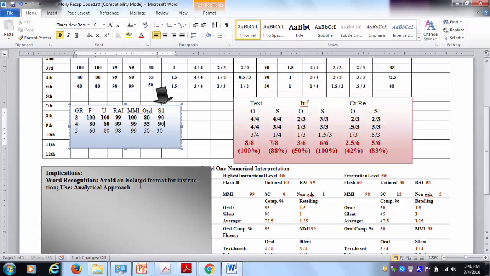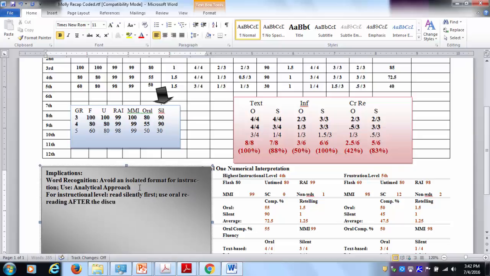All right, so our next implication is for instruction, and keep in mind we're talking about the instructional level. Read silently first. Use oral rereading after the discussion. So she has purposeful oral rereading, but that follows the initial silent reading. All right. And again, folks, we are using the works of Russell Stauffer in his DRTA.